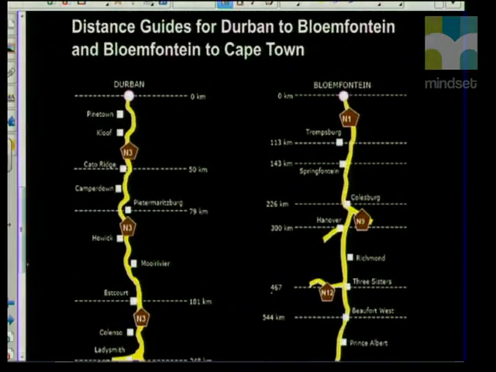The next part is distance guides. So if I wanted to actually see how far it was from Durban to Pietermaritzburg, you could see that those would be the considerations I'd need to look at. And you can see that from 0 to 79 was from Durban to Pietermaritzburg, and therefore you could then say that from Durban to Pietermaritzburg is 79 kilometers.